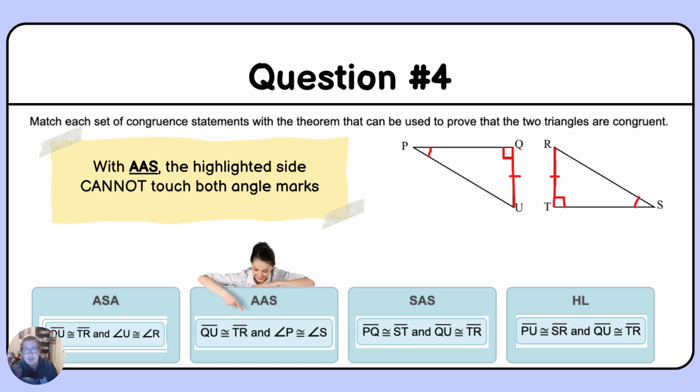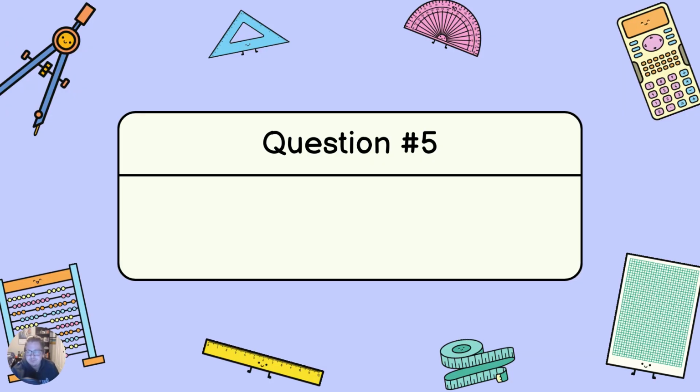Touches both. And then obviously the last one that you can see is that QU is equal to TR and that angle P is equal to angle S. All right. You can see that that highlighted side, QU, only touches the right angle mark. Okay, it doesn't touch the single arc mark. And that's what we need for angle side.